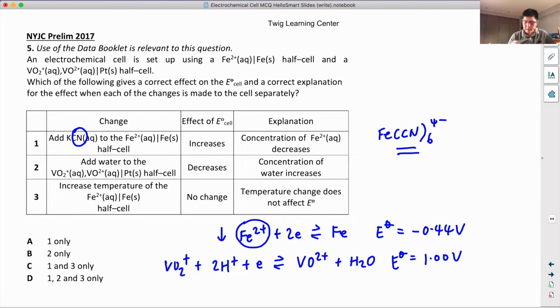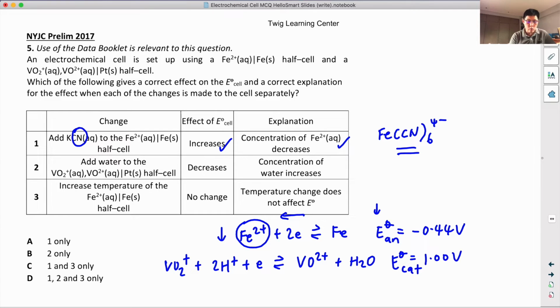But at first you need to know that the more positive one is the cathode and the more negative one is the anode. When you add CN minus, the CN minus will bind to the Fe2+, and the Fe2+ concentration will definitely fall. So the equilibrium wants to favor the backward reaction. Can you see that? Because according to LCP, the E anode will decrease. When E anode decreases, E cell will increase. So this statement is correct, and this statement is also correct. So 1 is definitely correct.